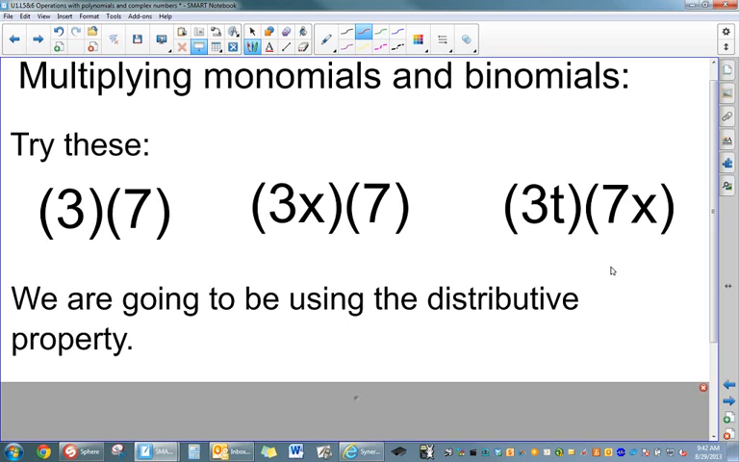So it's easy. Tia, what is 3 times 7? 21. Very good. What is 3x times 7? Danny, what's 3x times 7? 21x, yes. And what is 3t times 7x? Follow the pattern. 21xt or 21tx are all good. You just multiply things you can multiply.